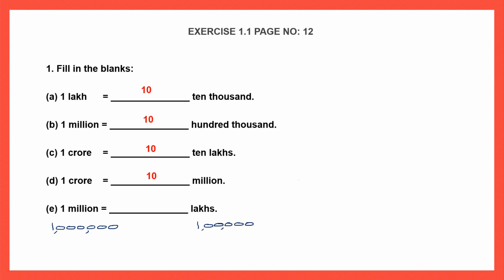Now let's check the zeros. So take off 3 zeros at a time from the right hand side, 1, 2, 3. Now let's take 1 and 1 more and 1 more. Here we have only 1 zero left. So if we need to get 1 more zero on the lakh side, we have to multiply this also by 10. So what is our answer here? 1 million equals 10 lakhs. So 1 million equals 10 lakhs.